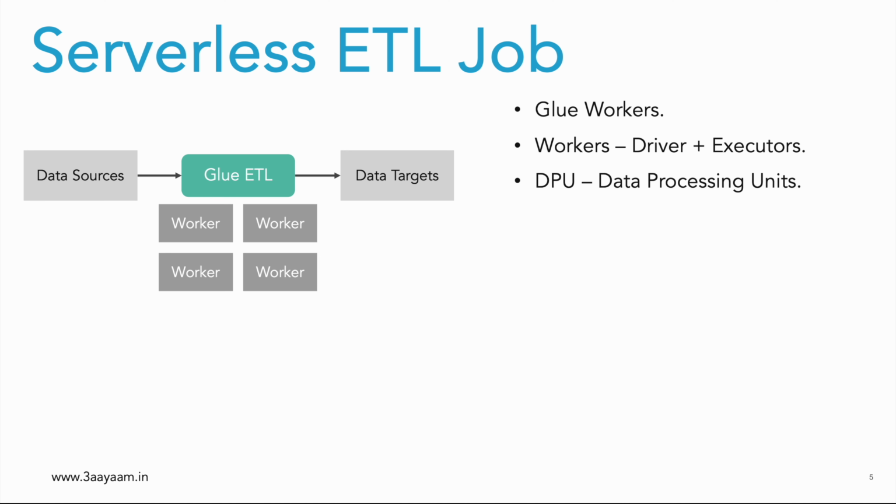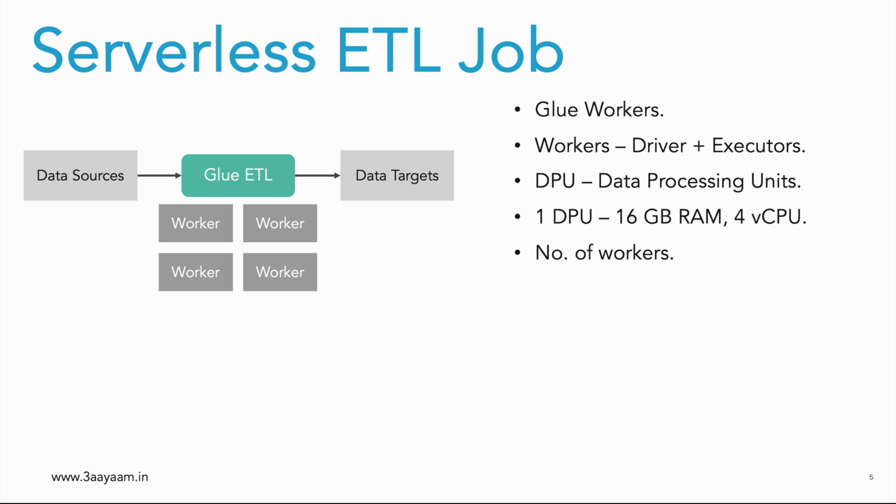And the processing unit that is used by Glue is termed as DPU or data processing unit. This is a billing construct of AWS. If we use Glue, the pricing is based on DPU, or data processing unit. And one DPU is equivalent to 16 GB of RAM and 4 vCPUs. This is the compute capacity which is given to a single DPU. Then we provide the number of workers.